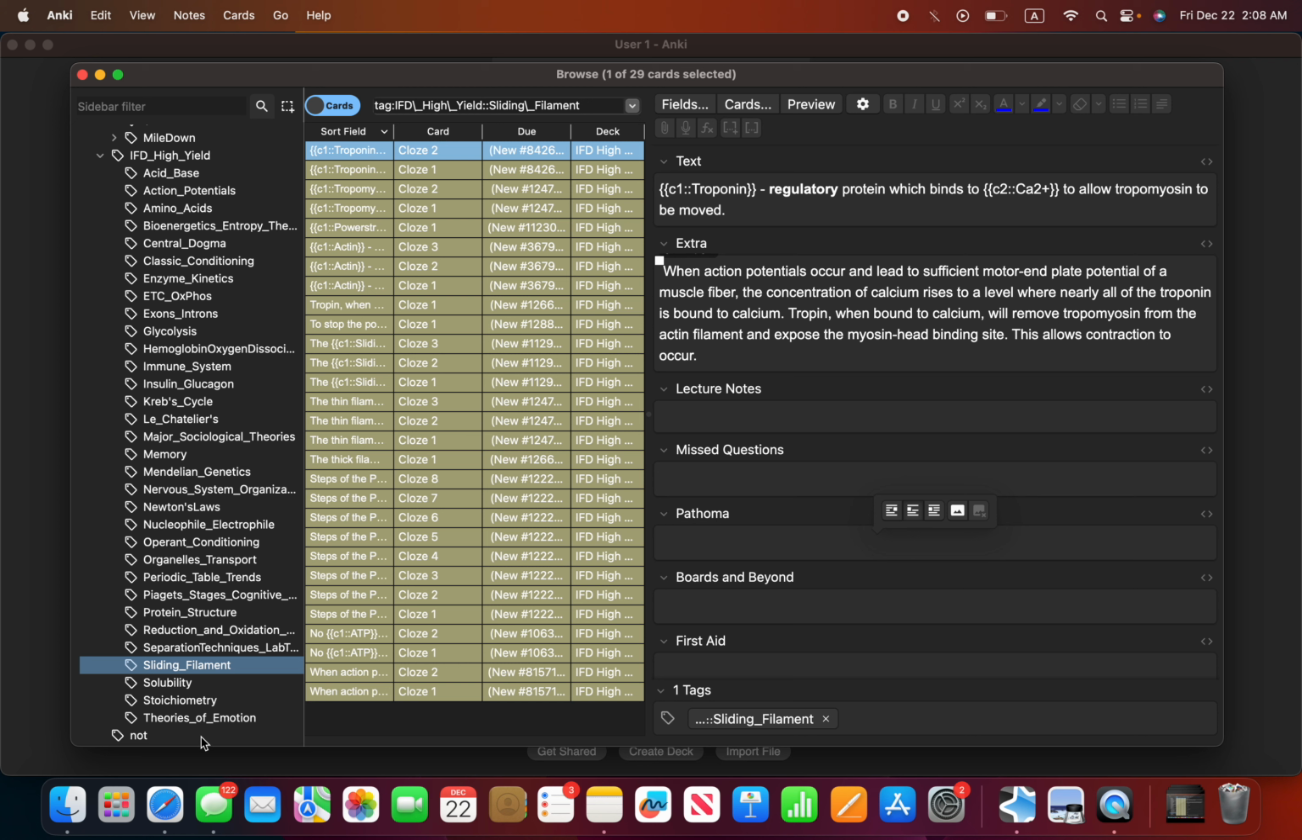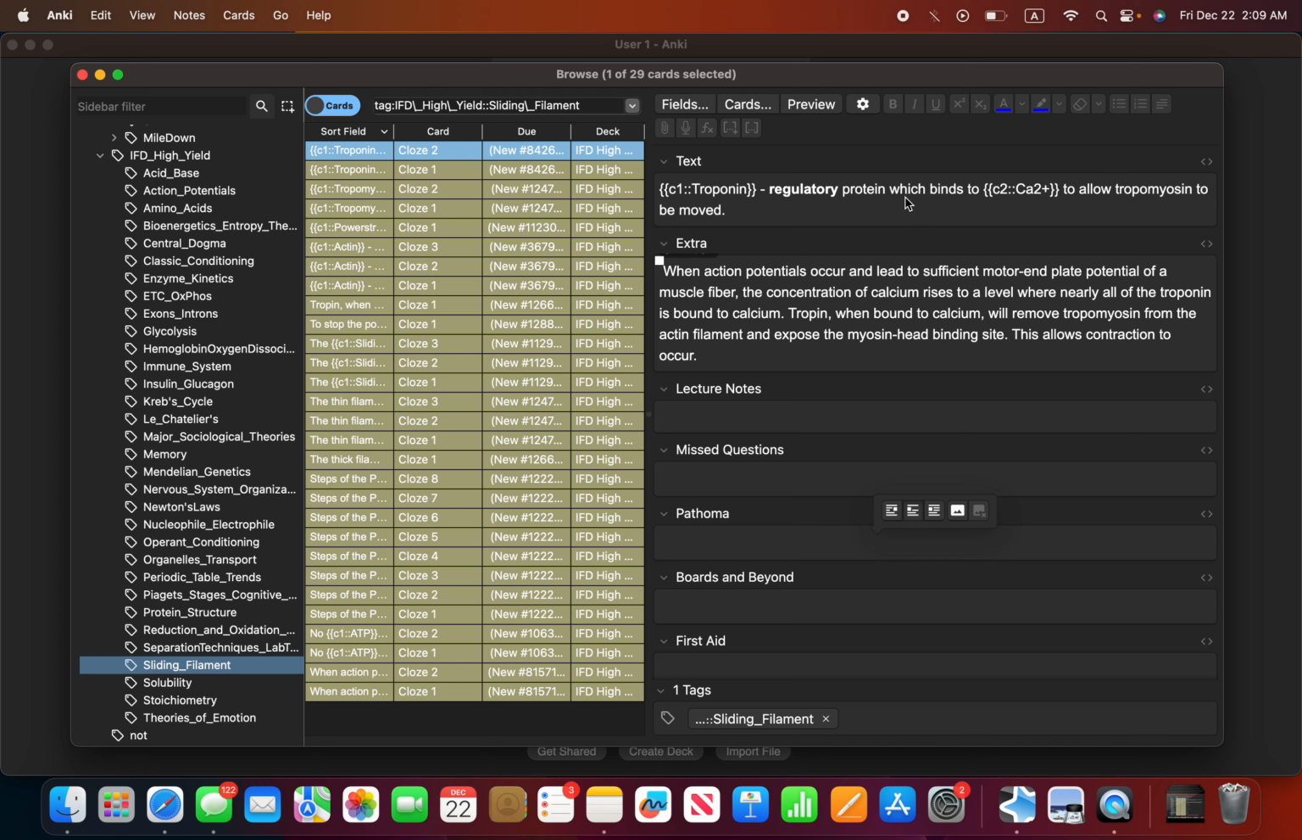We have these 4 topics left. This is about the myofibrils and the sliding filaments. So, what is a regulatory protein which binds to Ca2+ to allow tropomyosin to be moved? We should know that it is troponin that binds to Ca2+ and it allows tropomyosin to be moved.